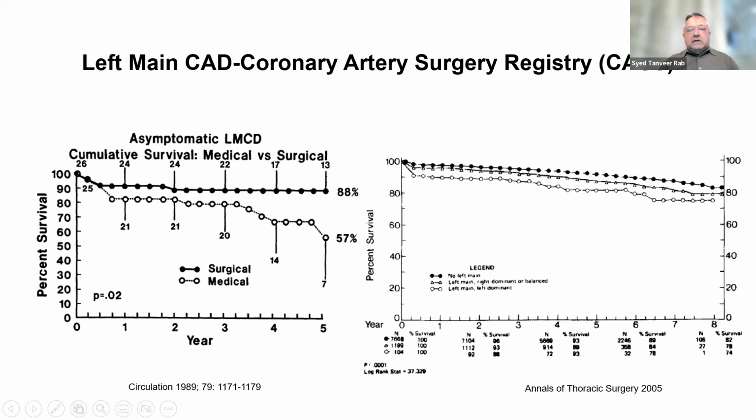And the curves, obviously, with no left main disease, survival was high. With left main disease, with dominant left circulation, the survival was lower. So clearly, when you have no left main disease but have multivessel disease, your survival is better than with left main disease.